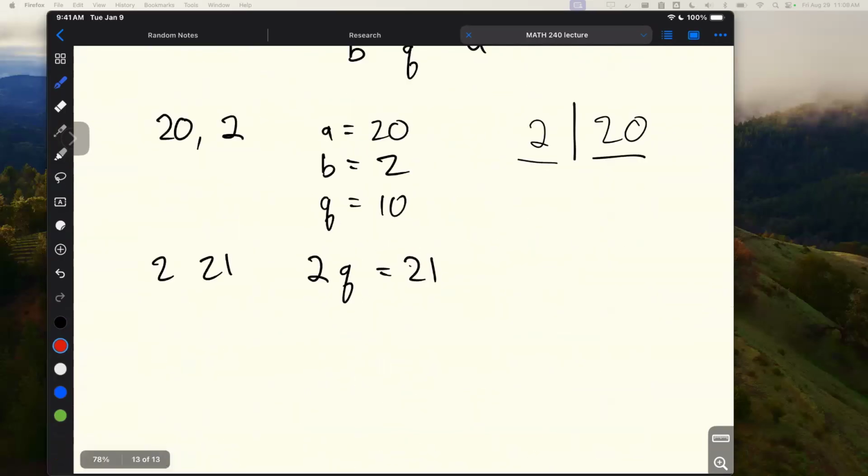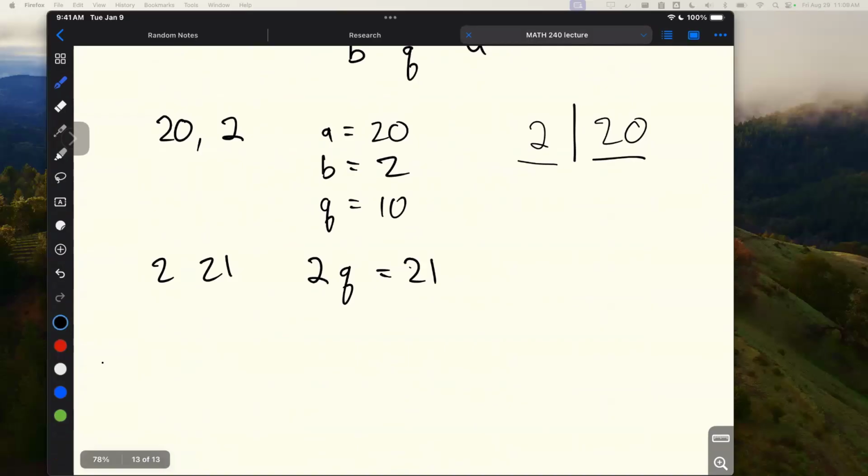And so we know that, like, 7.5. Wait, no. I can't do math when I get up here. 10 and a half. 2 times 10 and a half gives us 21. 10 and a half is not an integer. And so there's no Q that's going to give us a satisfying solution to this equation. And so that's how we know that 21 is not an even number because 2 doesn't divide it.